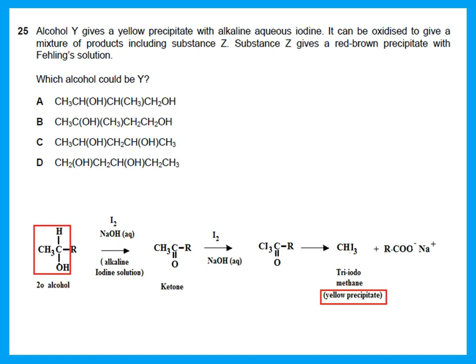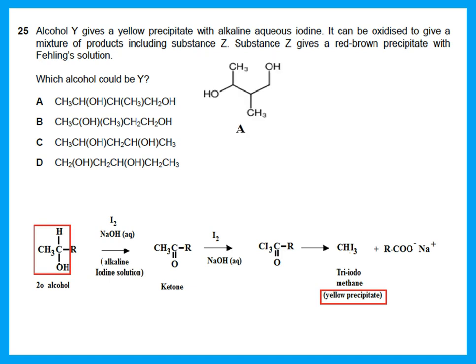So if he says that Y does this reaction, that means Y must have this group, CH3CH with an OH on it. Then he says it can be oxidized to give a mixture of products, including substance Z, and substance Z gives a red-brown precipitate with Fehling's. Again, what substance gives a red-brown precipitate with Fehling's? Remember that Fehling's solution is a test for aldehydes. So that means if it is oxidized, it can give an aldehyde. So let's take a look. Which of these is possible?